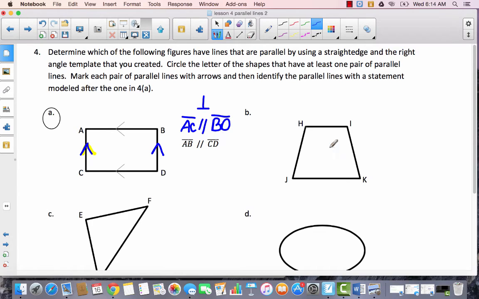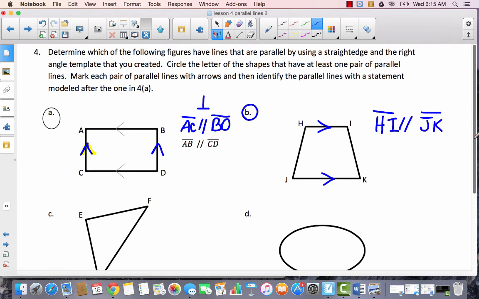All right, so let's look at B. Do you see any parallel line segments in B? If you do, go ahead and circle it. Well, hopefully you chose to circle it. Now I want you to draw arrows on the two line segments that you think are parallel to one another. You should have drawn arrows on this line segment and this line segment. So you would write line segment HI is parallel to line segment JK. And remember, line segments can be named either way. So you could have said line segment IH is parallel to KJ, and that would have been correct.